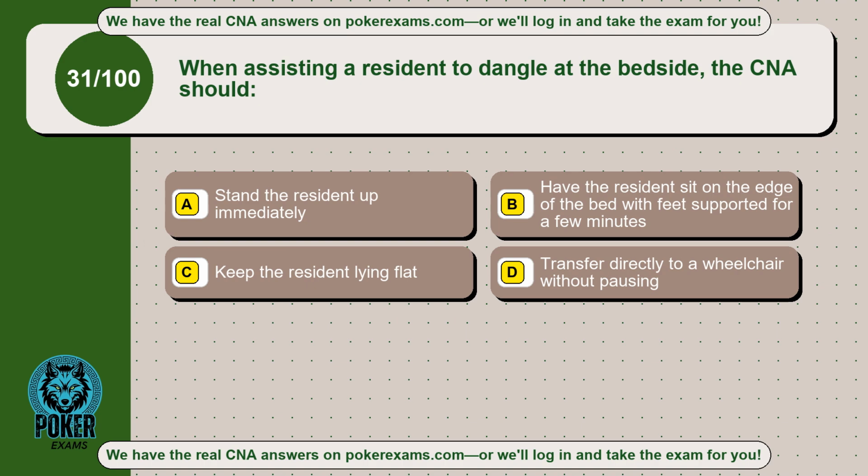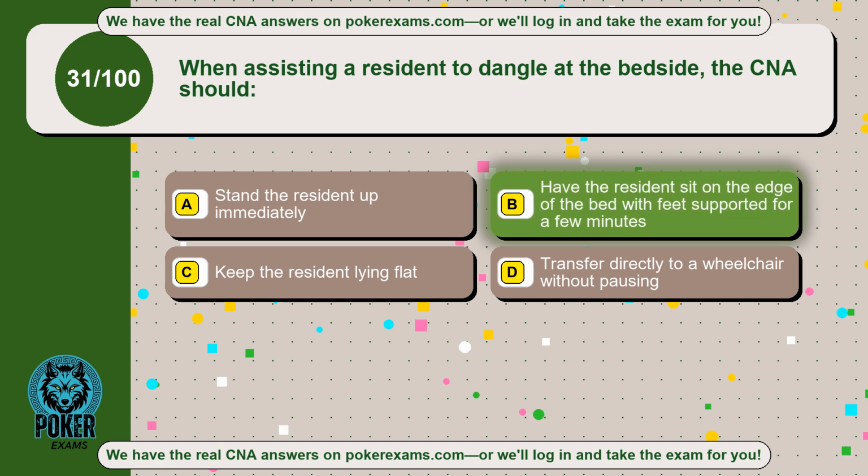Question 31. When assisting a resident to dangle at the bedside, the CNA should: Option A, stand the resident up immediately. Option B, have the resident sit on the edge of the bed with feet supported for a few minutes. Option C, keep the resident lying flat. Option D, transfer directly to a wheelchair without pausing.